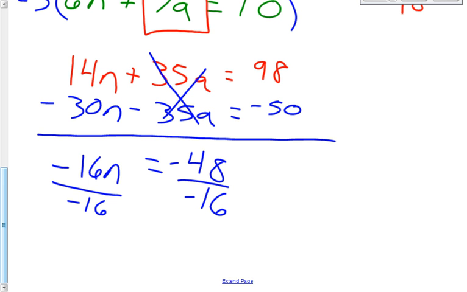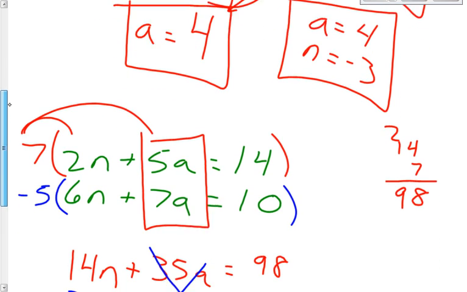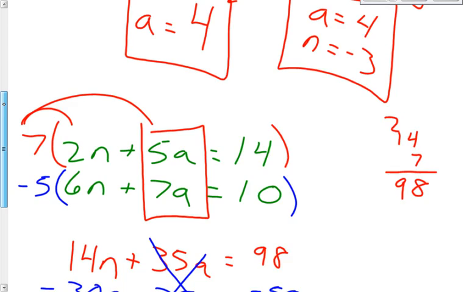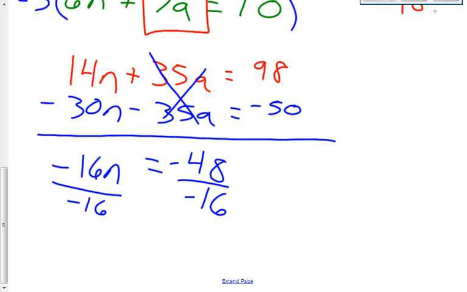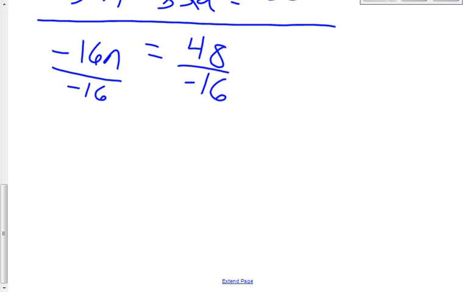Dividing both sides by a negative 16. A negative 48 divided by a negative 16. n would then equal... Did I do something wrong here? Rats, where did I go wrong? n would then be a positive 4. And I got a to be a positive 4. Sorry about that, class. I don't know what I was thinking here. 98 minus 50, that's a positive 48. There we are. And then we have a positive 48 divided by a negative 16. That would mean that n would have to equal a negative 3.